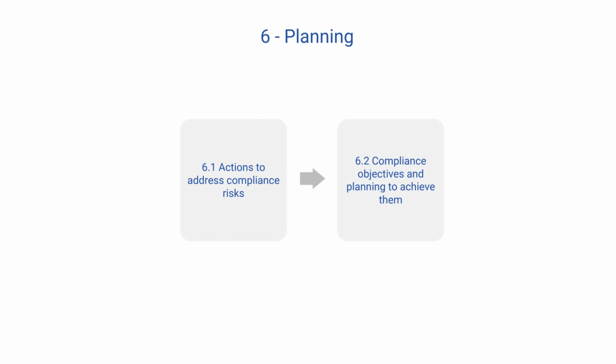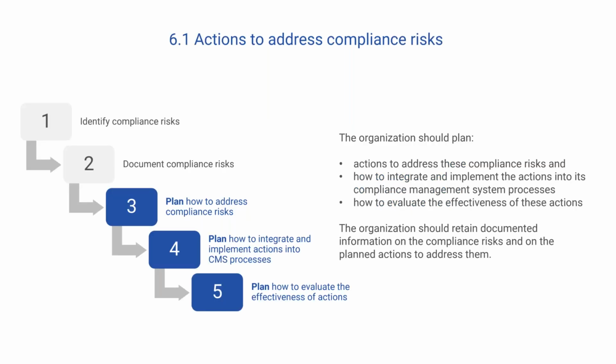Planning. So really two points here: actions to address compliance risks, and then compliance objectives and planning to achieve them. So in terms of actions to address compliance risks, once you've identified your risks and documented them, you need to plan how you're going to address them, plan how you're going to integrate this into your compliance management system process, and how to evaluate the effectiveness of the actions. So you need to really identify actions that are going to bring you into compliance, and you want to make sure you're evaluating the effectiveness of these actions.